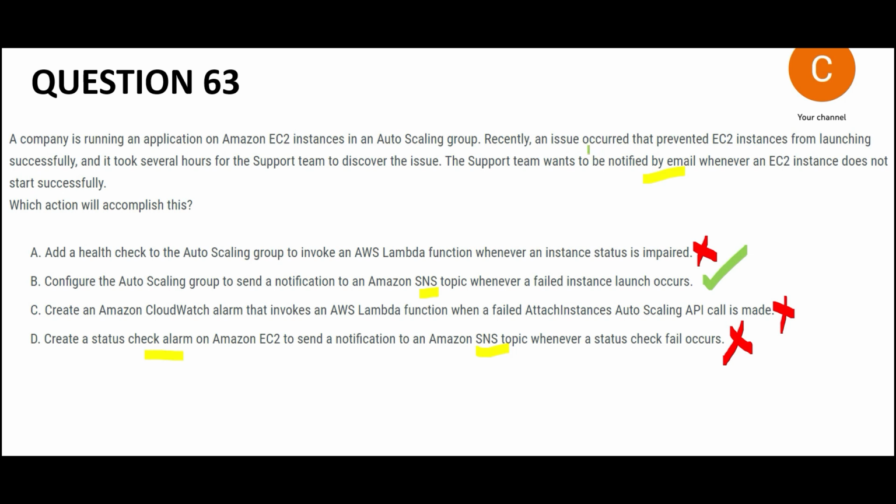What B does is the auto scaling group will be configured to send a notification to SNS when a failed launch instance occurs. You are trying to launch, EC2 is trying to launch, it fails. Then it will tell SNS, boss, I was trying to launch an instance, it failed. Can you send an email to the support team? It says, yes, I will send an email to the support team. Requirement met. This is our answer.